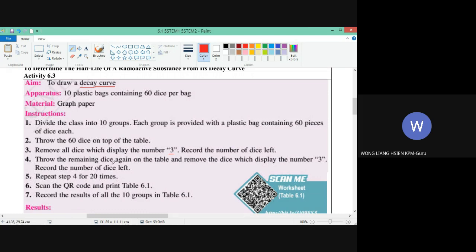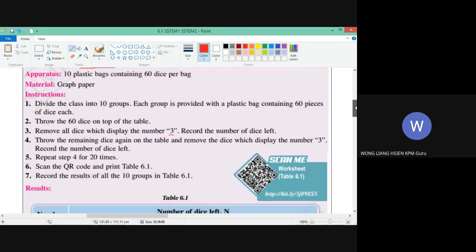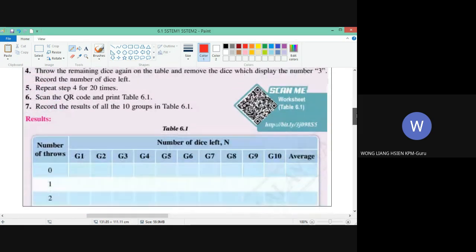Then throw the remaining dice again on the table, remove the dice that display the number 3, and record the number of dice left. Repeat step 4 for 20 times. Alright, so we record the result.